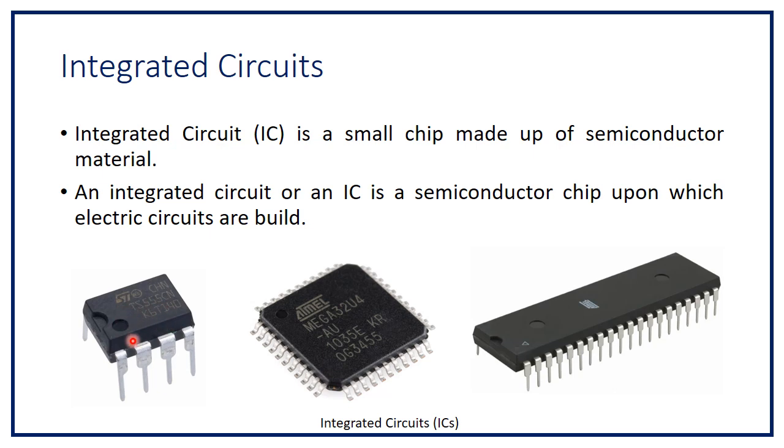This is one example of an integrated circuit. It's a 555 IC. This is an 8-pin IC. This is another example of an IC, the Atmega 32. This is an Atmel IC, a 40-pin IC. So these are examples of ICs, integrated circuits.